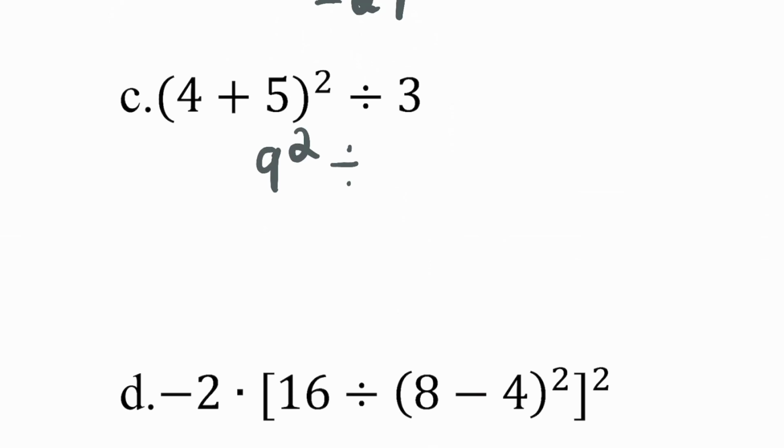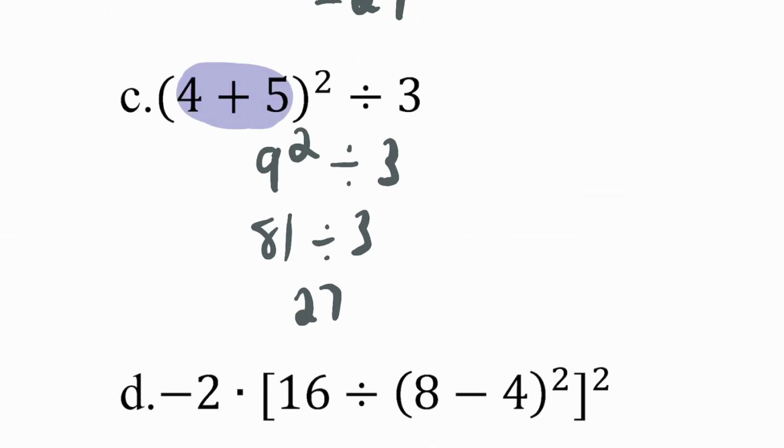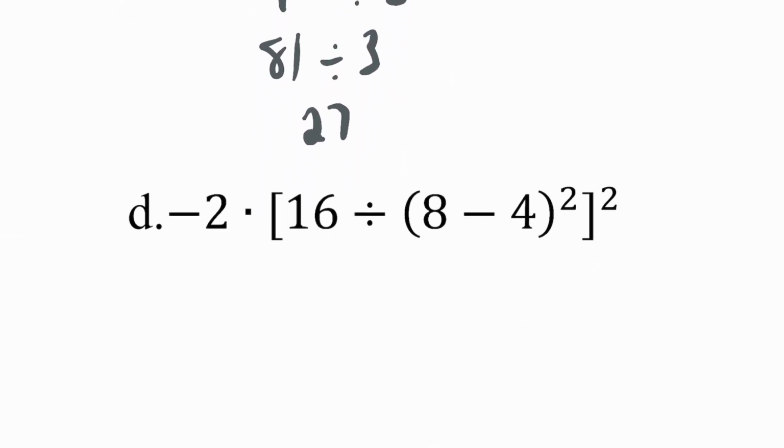9 squared divided by 3. Okay. So next, exponents. So we square that. 81 divided by 3. Right? Now I can divide it because I have no multiplication. I'll do division. So I get 27 and we're done. There's no addition. There's no subtraction. Now there was addition, but it had to happen first because it was in parentheses. Okay. So now we're getting to things a little more complicated.